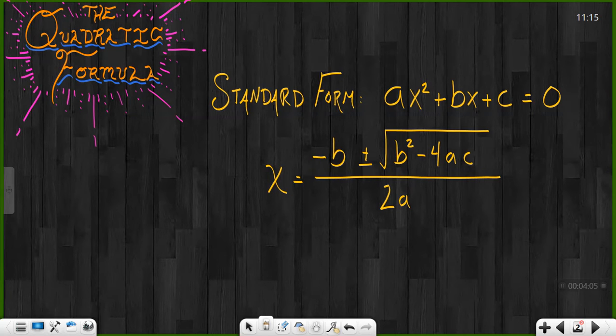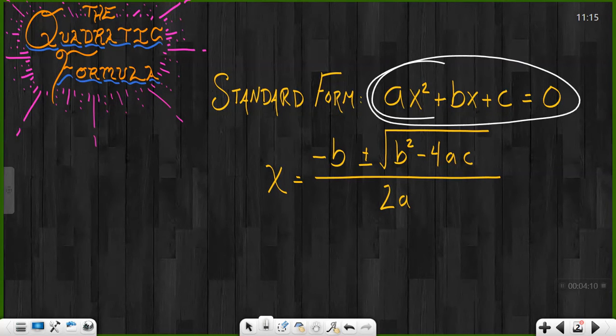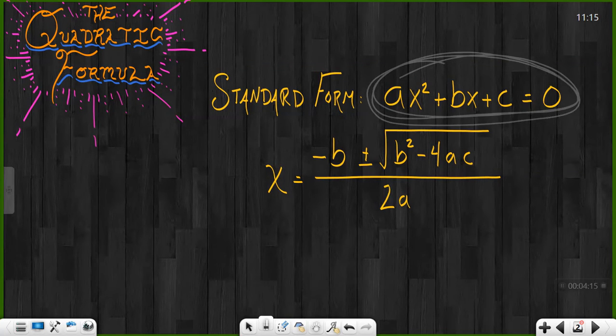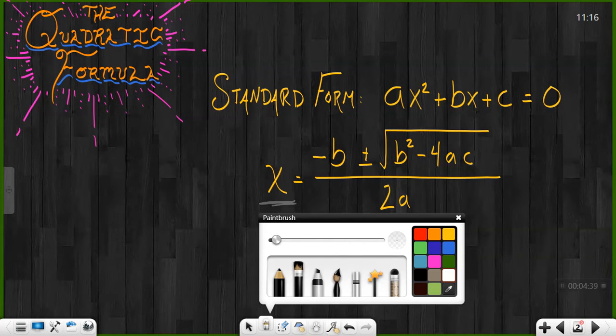This formula works every single time you've got a quadratic equation in standard form, that is, it's already set equal to 0. Then the coefficient of x squared is a, the coefficient of x is b, and the constant is c. And if you take those numbers and plug them into our formula, into the spots where they belong, and then you just follow your order of operations and simplify that, you will find the value of x that makes that equation true. Let's take a look at some examples.